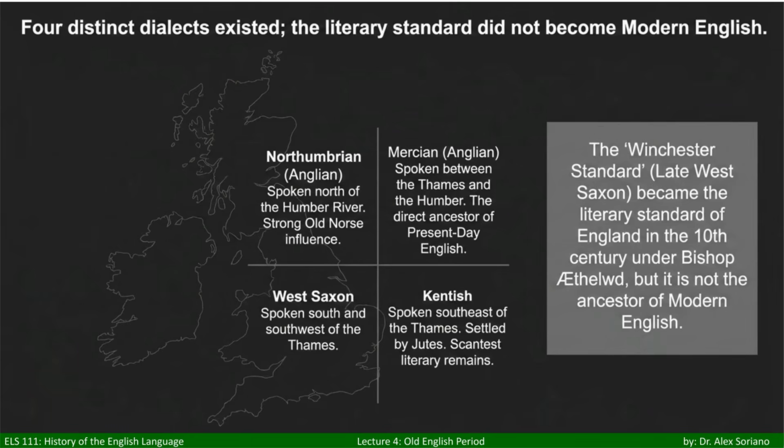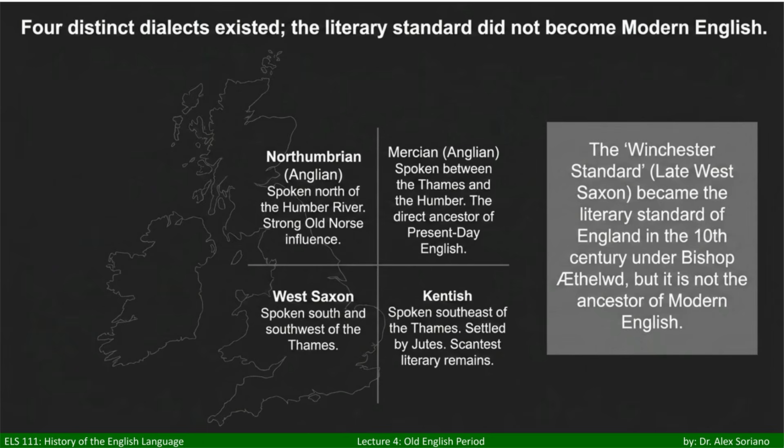Old English was never one uniform language, and this slide maps its four regional dialects plus one genuine twist. Northumbrian, classified as Anglian, was spoken north of the Humber and shows strong Old Norse influence, given its proximity to heavy Viking settlement. Mercian, also Anglian, was spoken between the Thames and the Humber, and notice the label. Mercian is identified as the direct ancestor of present day English.